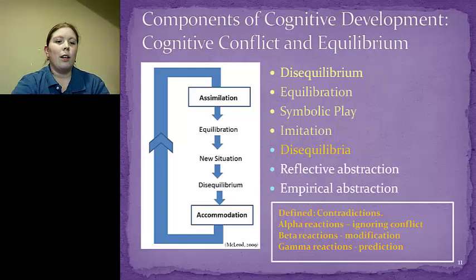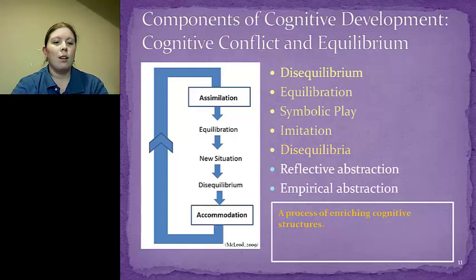Alpha reactions occur when the child ignores the conflict. Beta reactions occur when children modify how they perceive conflict to accept it. Gamma reactions occur when children construct new schemas and make predictions. When there is a higher level reorganization of thinking, reflective abstraction occurs. Children reflect a skill from a previous stage when they reach the next stage. This helps them progress from one stage to the next.